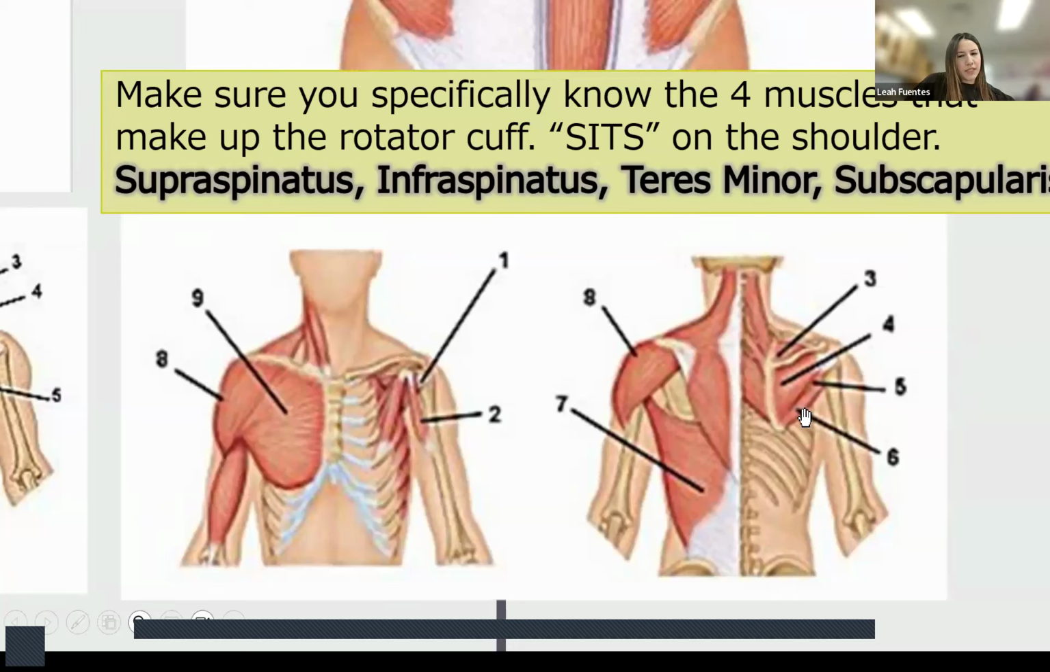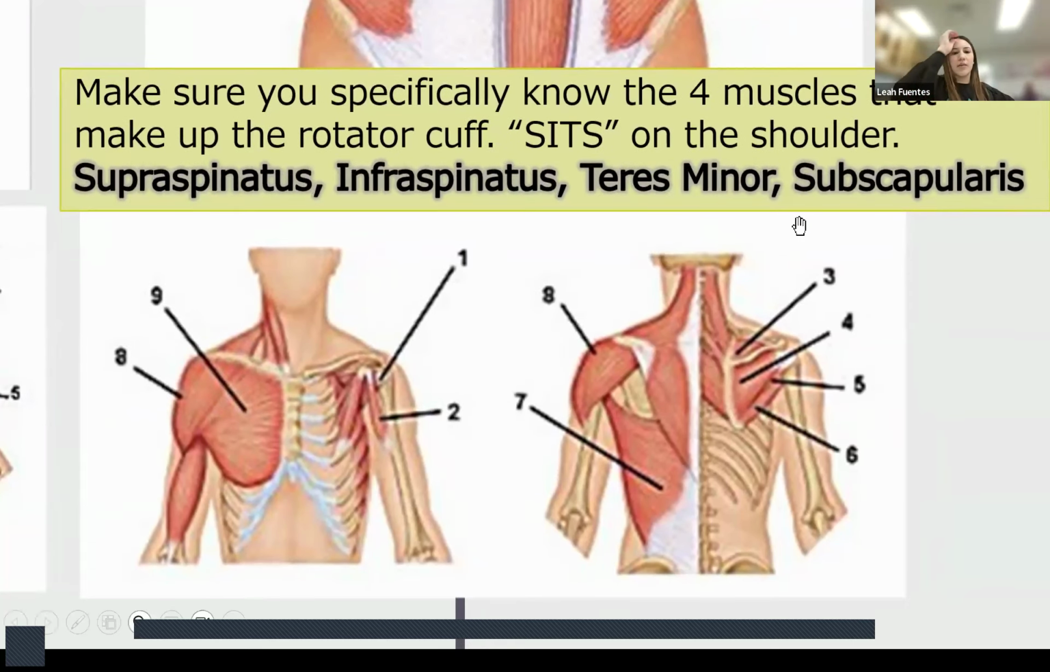And then 6 should be subscapularis. I don't have it labeled on my image, but that's where it should be. And that would make up the last muscle of the rotator cuff. So again, I've seen this asked last semester, so it will be asked again. They may give you 1 or 2 of them and ask you to name the rest, or you'll have to name all of them.